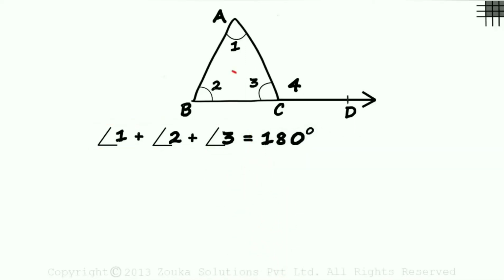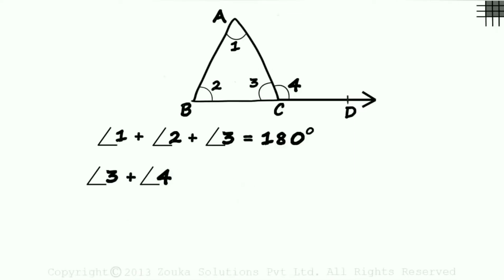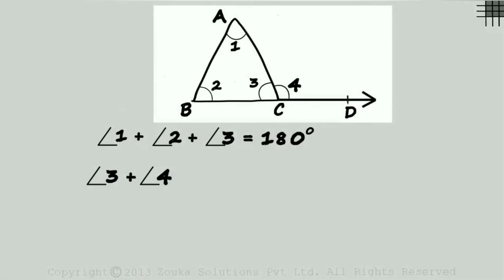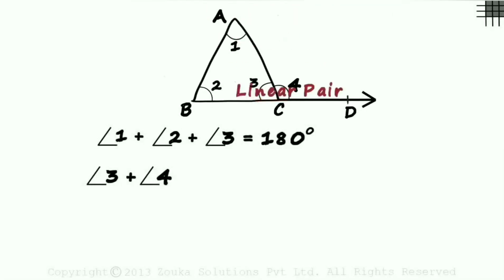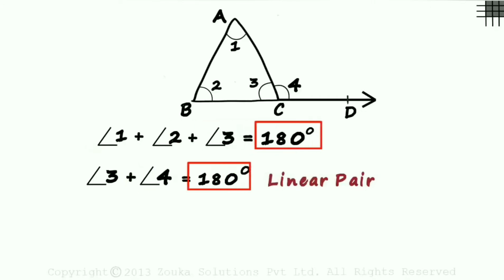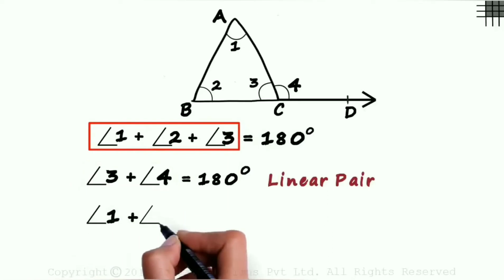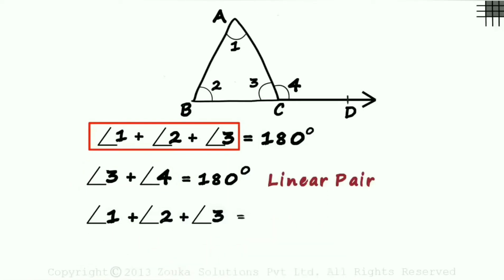And can you guess the sum of angle 3 and this exterior angle? What would measure of angle 3 plus the measure of angle 4 be equal to? If you notice the figure carefully, you will see that they form a straight line. Yes, they form a linear pair. Their sum would equal 180 degrees. Both these expressions equal 180 degrees. It means they have to be equal. We can say that angle 1 plus angle 2 plus angle 3 is equal to angle 3 plus angle 4.